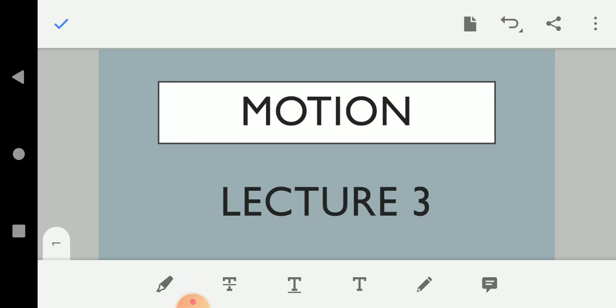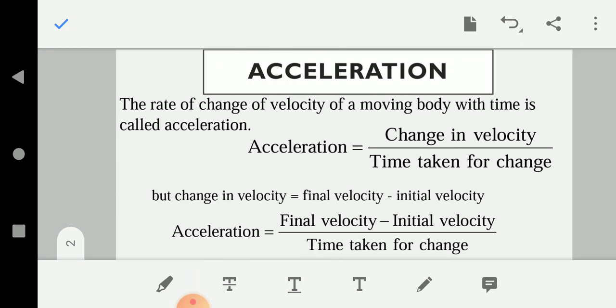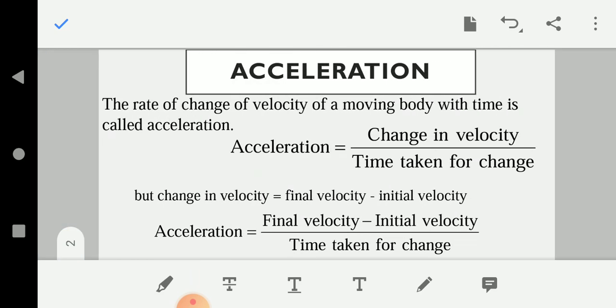Now I'm going to start the topic acceleration. Might be you have heard that word accelerator in bike or in car. So it is related with that word called acceleration. What is acceleration? Acceleration is basically a measurement of how fast or how slow your speed or velocity is going to change. So measurement of that is known as acceleration.